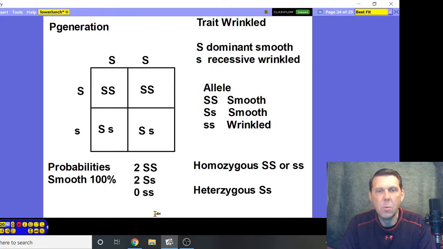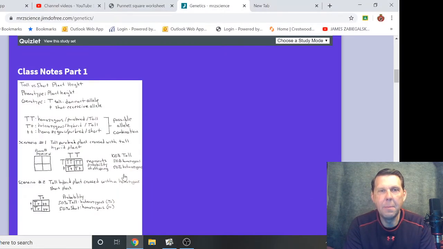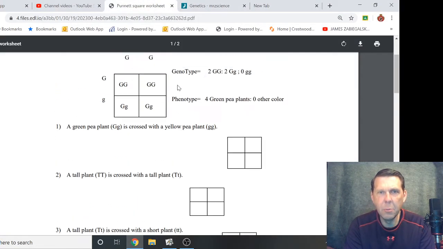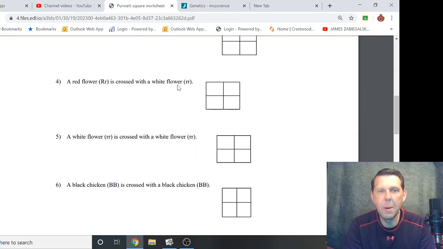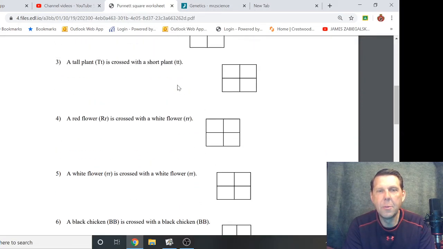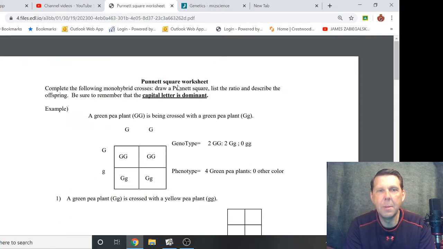Okay. What you see in this lesson for today is some practice ones. Let me go through it. I have a PDF here with some practice. It's 2 pages. We're only worried about pages 1 through 6. And there's an example up here.